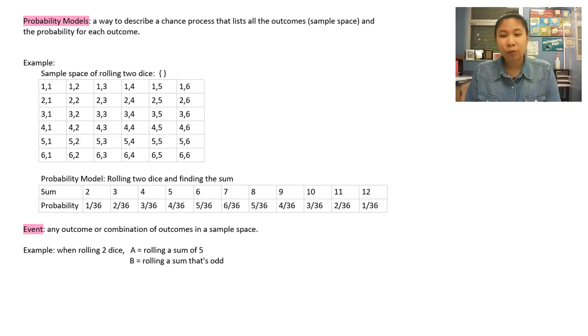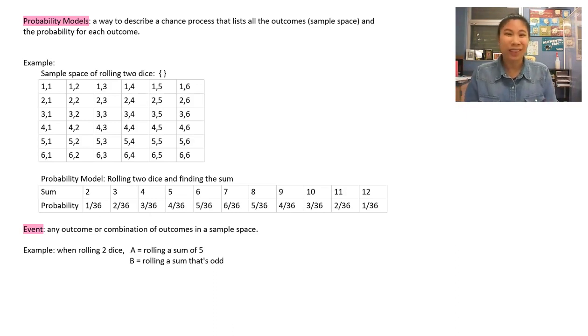Okay, one more vocabulary word to talk about right now is an event. So an event is just any outcome or a combination of outcomes in a sample space. So this is more like when we say find the probability of this, that this part would be the event. So an example would be if I'm still rolling 2 dice, we could find the probability of rolling a sum of 5. So that whole rolling a sum of 5 is considered an event.